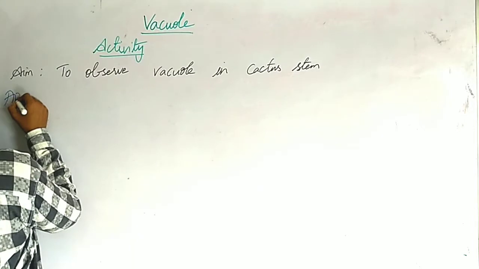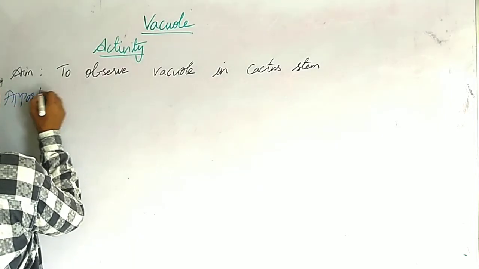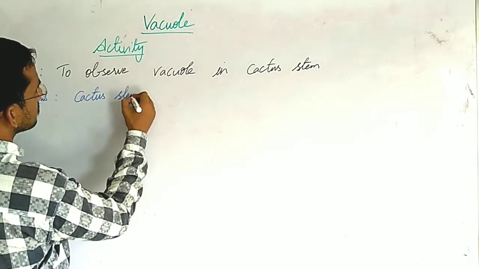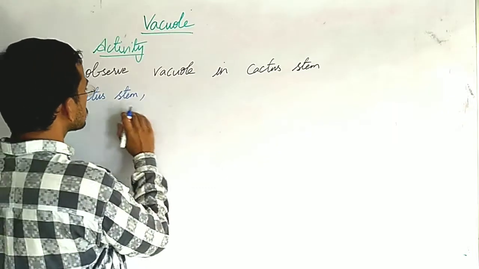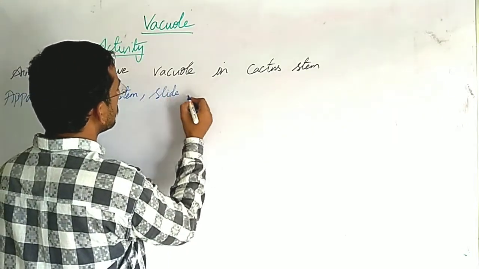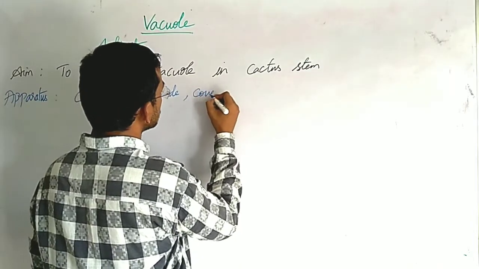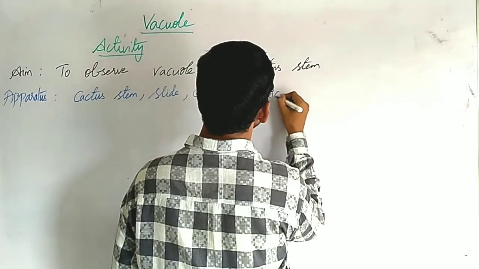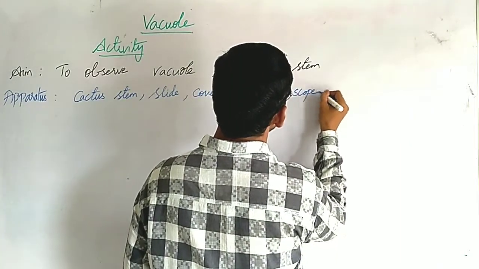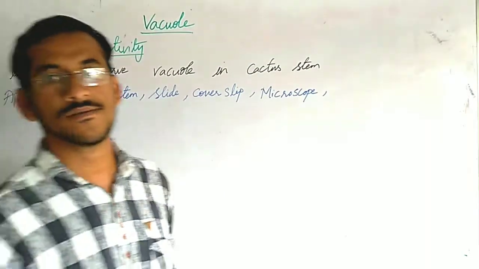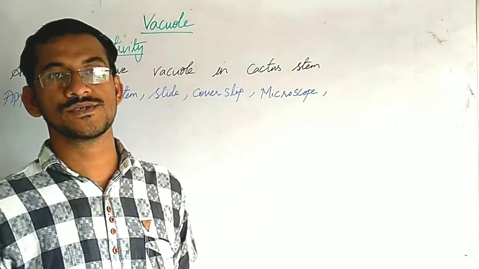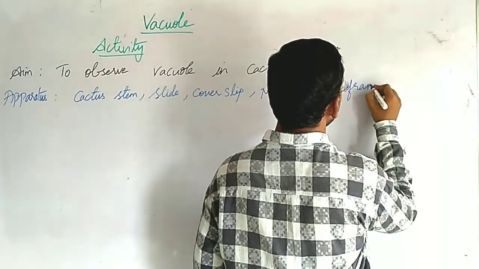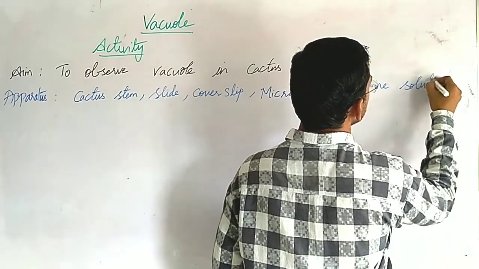So apparatus is nothing but materials which are required. So cactus plant stem, then slide, cover slip, microscope, then saffronin solution. Saffronin solution is used for staining it or coloring it.